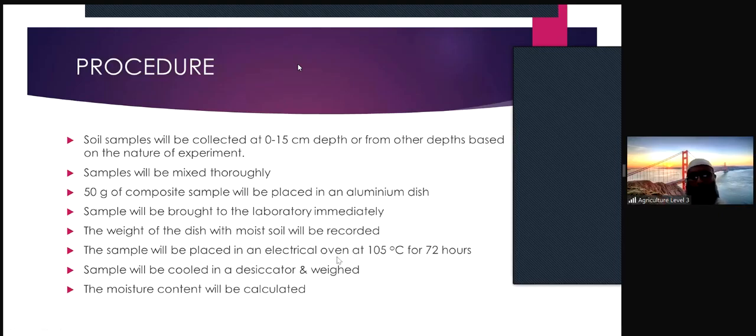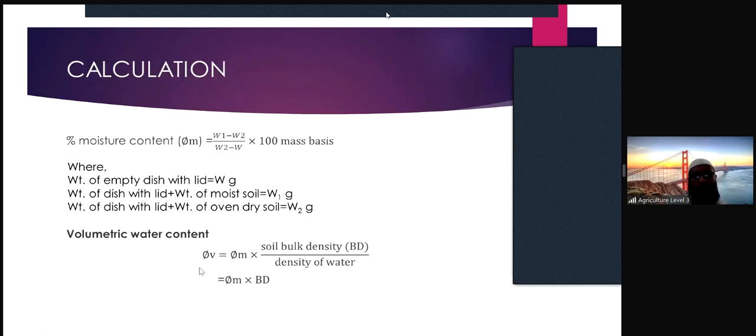And we need to take the weight. Based on these data, what are we getting? Weight of empty dish with lid, say the empty aluminum dish, that weight is W gram. Weight of dish with lid plus moist soil, that is W1 gram. And finally, weight of dish with lid plus oven dry soil, that is W2 gram.